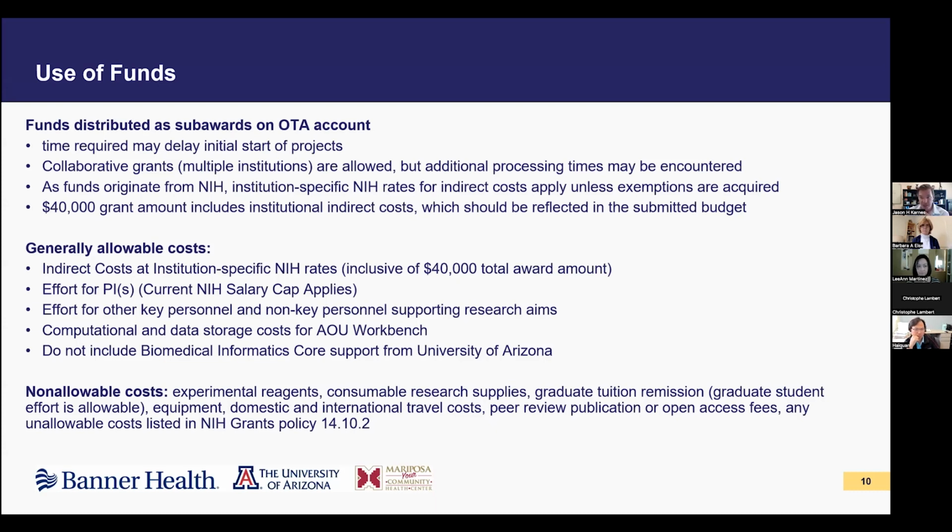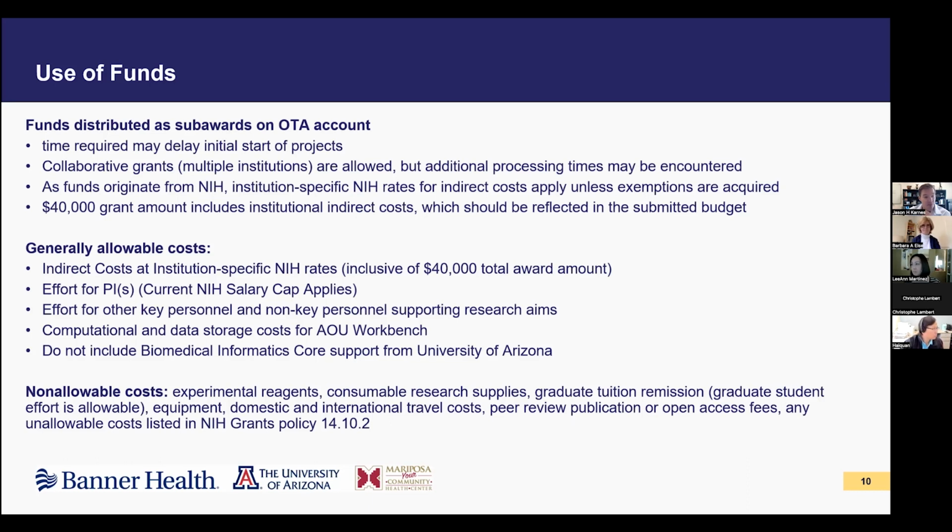In terms of the use of these funds, please note that these are going to be subcontracts off of a parent NIH grant here. And so it will take some processing time. If you are coming from multiple institutions with a multiple-PI grant, there's going to be additional processing time likely based on multiple subcontracts between different institutions. And again, funds originate from the NIH, and so we need to use NIH-specific indirect cost rates, unless you can acquire an exemption, in which case you can submit evidence of that exemption with your application, and then represent the budget as is appropriate.